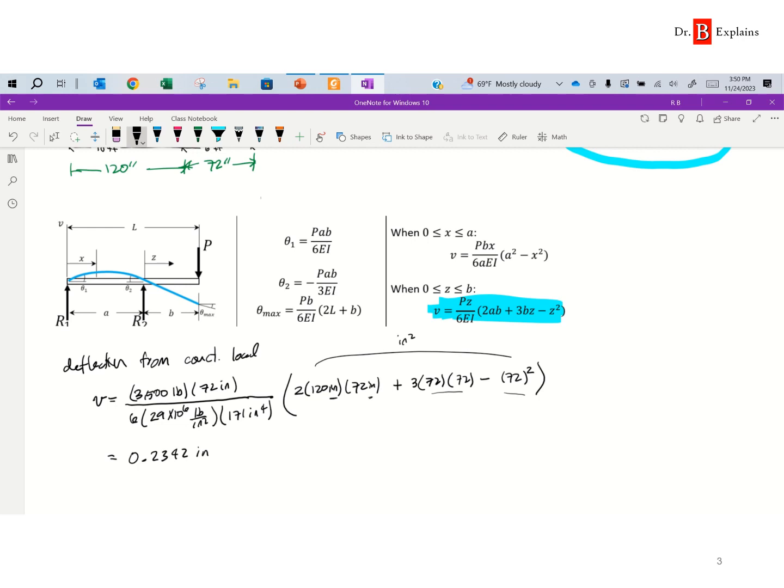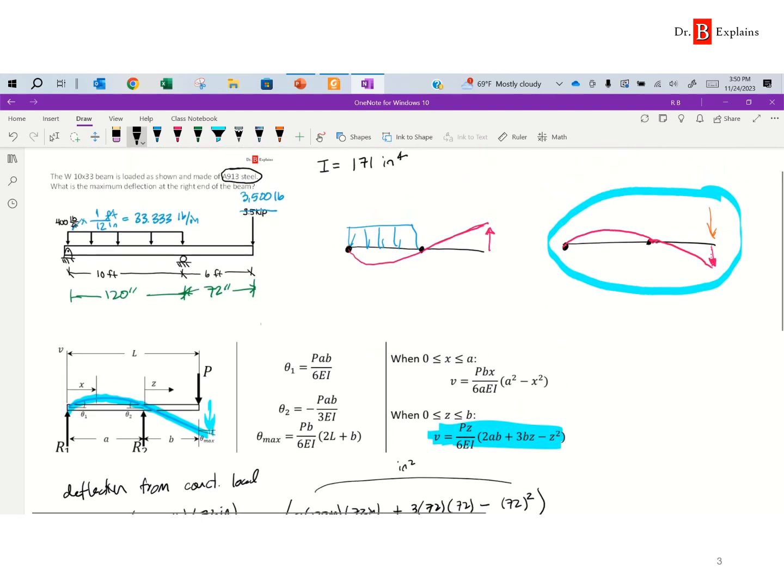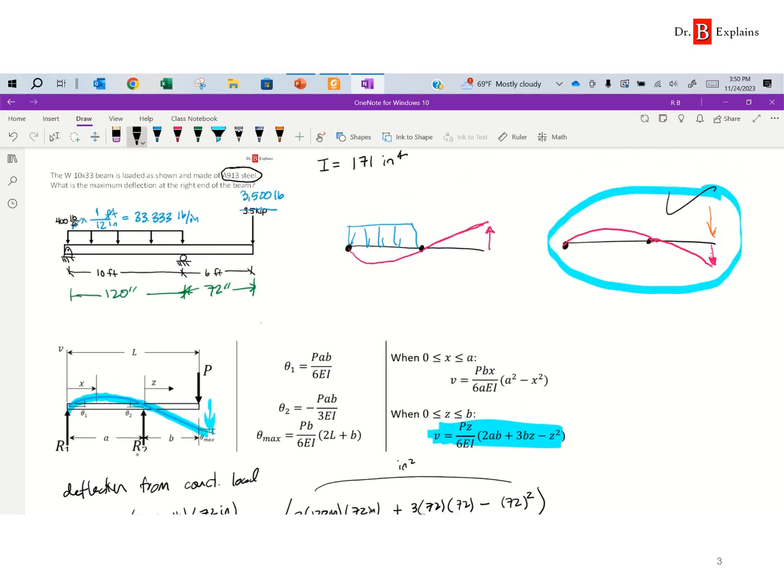Next, we also need to keep track of what's going to be the direction. And we can see from the deflection curve here, the elastic curve of the beam, the deflection is going to be downward. So I'm going to put a little down arrow right here. So that's from the concentrated load. We know how much for this guy.